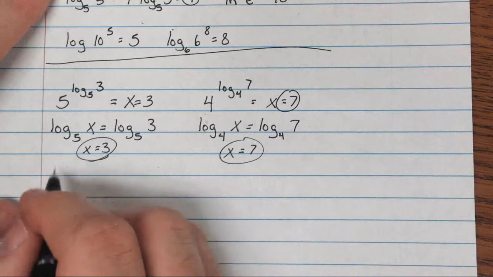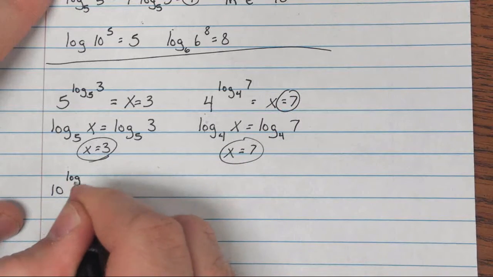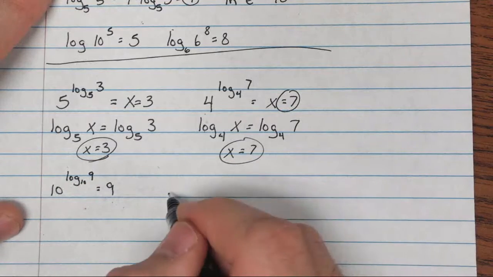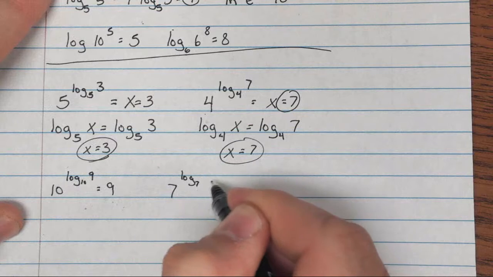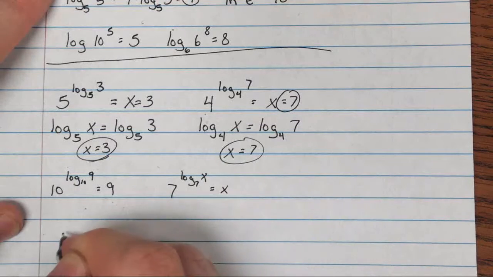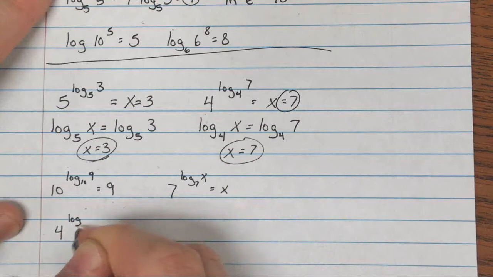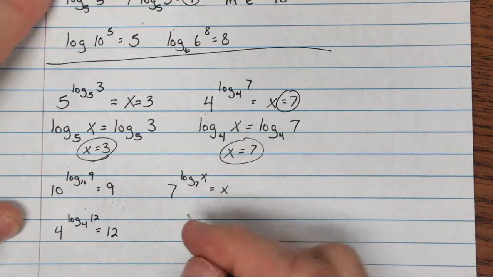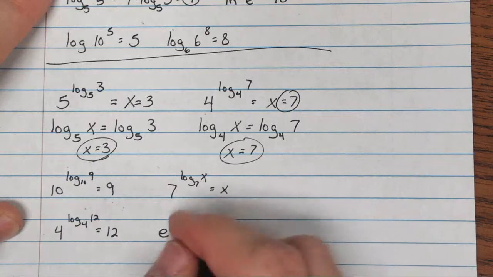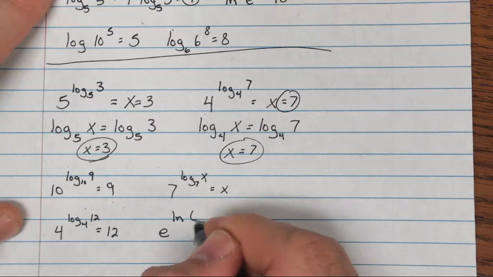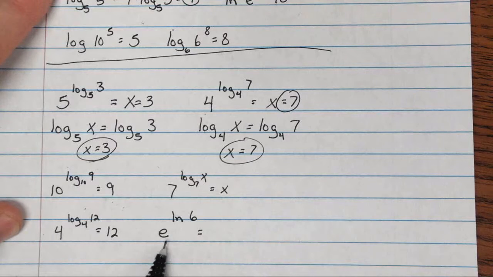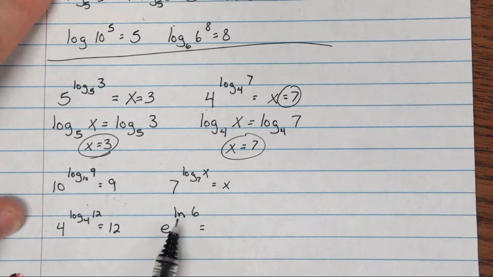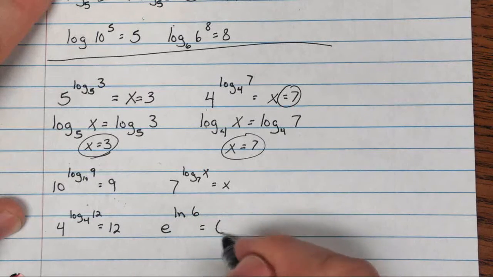So 10 raised to log base 10 of 9 is equal to 9. 7 raised to log base 7 of x is x. 4 raised to log base 4 of 12 is 12. e raised to the natural log of 6, that's the same type of problem. The base e is raised to a log of base e, so e raised to the natural log of 6 would equal 6.